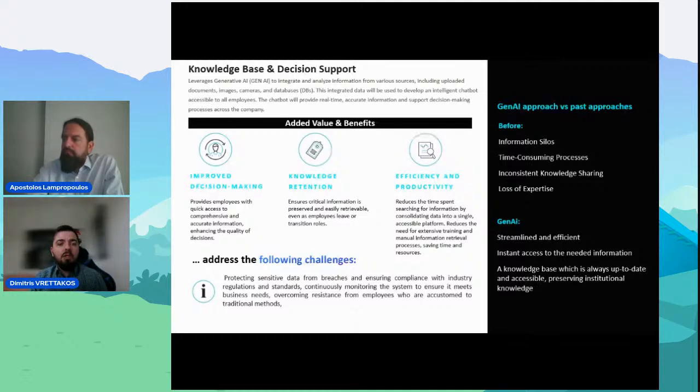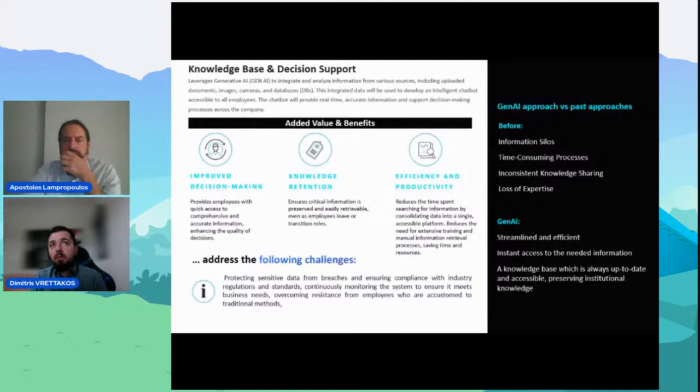So using Gen AI, we are creating a powerful chatbot, let's say, right? So we can have quick access to comprehensive and accurate information, and we can rely on the quality of the answers in order to make the respective decisions, right? So it expedites, let's say, the decision making.